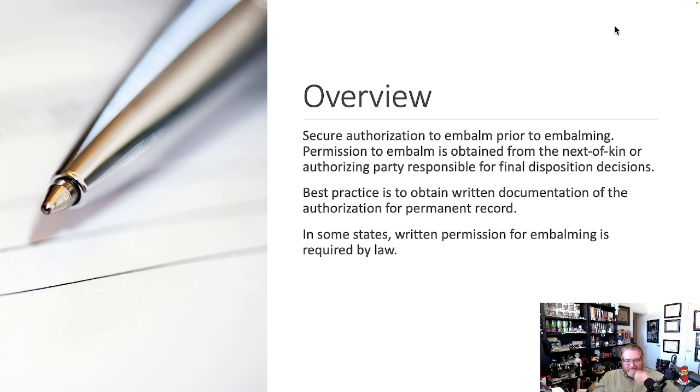The best practice is to obtain written documentation for the authorization for permanent record under the FTC funeral rule. When you meet with the family to make the arrangements, you must obtain the written permission to embalm at that time. So, any family that is going to authorize embalming, you will get it in writing because that is the federal law. The federal law just states that you can obtain verbal permission to begin and then obtain written permission later.